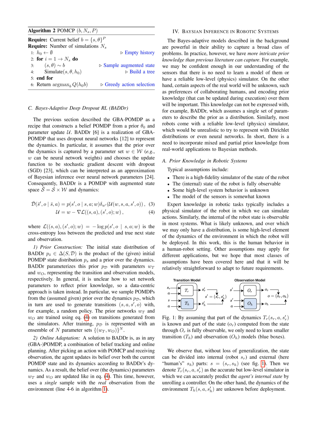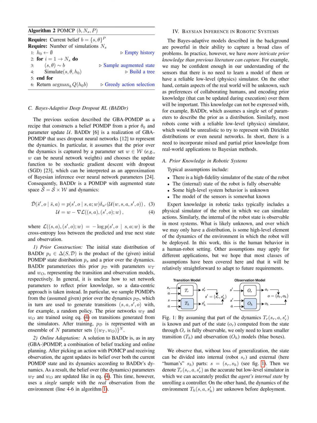Consequently, BADDR is a POMDP with augmented state space S equals S times W, dynamics D, and update U equals W minus the gradient of L(s, a, s', o, W), where L equals minus log P(s', o | s, a) is the cross-entropy loss between the predicted and true next state and observation. The initial augmented state distribution is the product of the given initial POMDP state distribution and a prior over the dynamics.